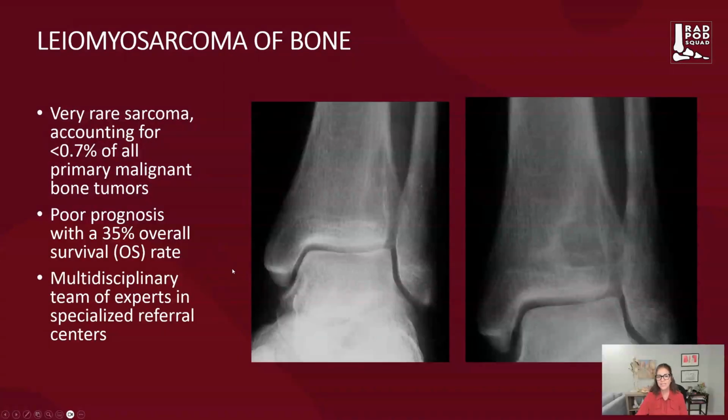This is an interesting case in my teaching files of a leiomyosarcoma of bone. This is a very rare sarcoma and accounts for less than 0.7% of all primary malignant bone tumors. It carries a poor prognosis with less than a 35% survival, and it generally takes a multidisciplinary team of experts to treat this lesion. This is a case seen a year apart. Notice you're barely making out that there is some type of lucent lesion here, which is much better seen on the follow-up, unfortunately, for this patient.